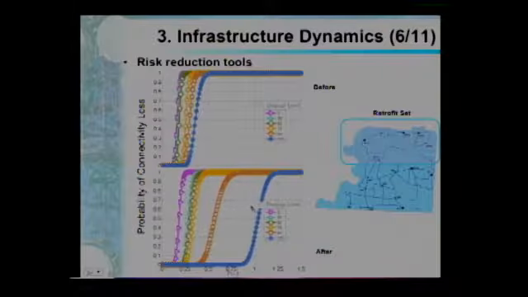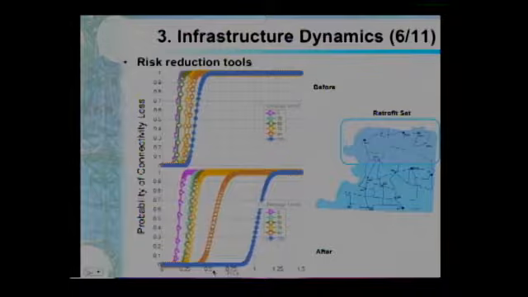We monitor then the connectivity loss. Here I have then 2 plots. Top is for before any retrofit action, and the one in the bottom for after. And the plot is showing the probability of seeing a level of connectivity loss given a level of seismic intensity. So just to make it easy for you, let's suppose we have an earthquake with a 0.5 G PGA.